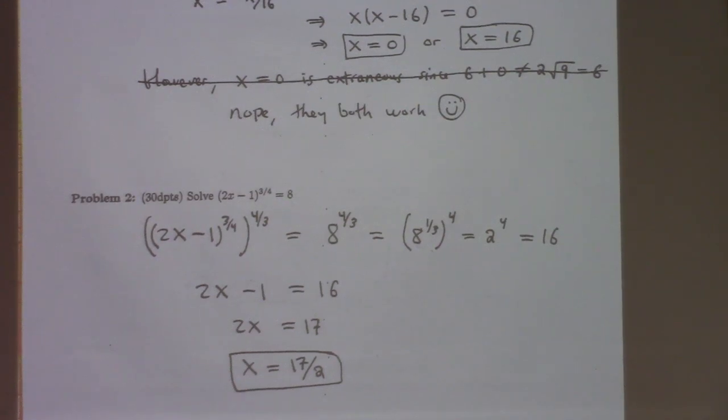So the natural enemy of the 3/4 power is the 4/3 power. So take both sides, exponentiate them to the 4/3 power. Doing that gives me just 2x minus 1 on the left-hand side. On the right-hand side, I get 8 to the 4/3 power, which is really 8 to the 1/3 power to the 4th power, which is really 2 to the 4th power, which is otherwise known as 16, which then solves for 17/2. So, question? No? Okay.